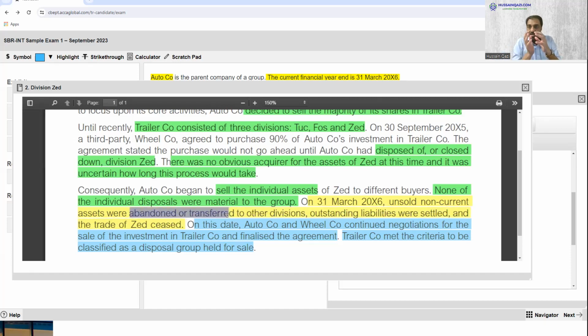So if we connect the dots, no sale materialized and the assets were abandoned or transferred, which means the IFRS 5 conditions for held for sale are not met here. It's not possible to report as held for sale. The next point is about the negotiation between Auto and Veer related to the trailer. That's another component of part B. So till now, it's very clear about the context of the question.